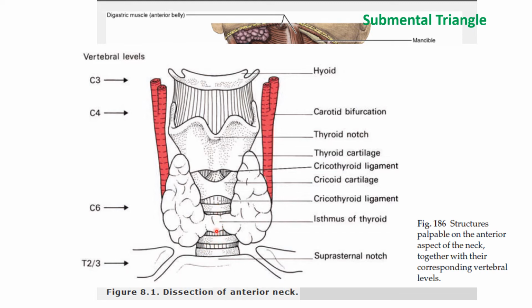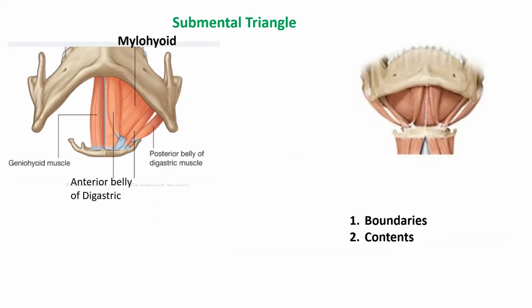So these are the structures which are present in the midline, and we are going to protect them, and place muscles over them. So the first area which we are going to study is the submental triangle.